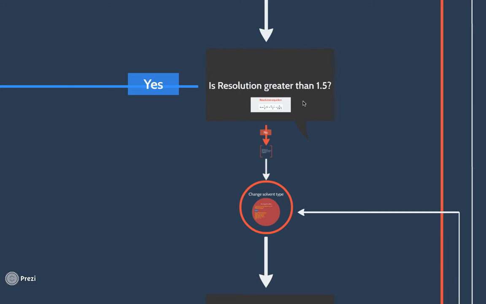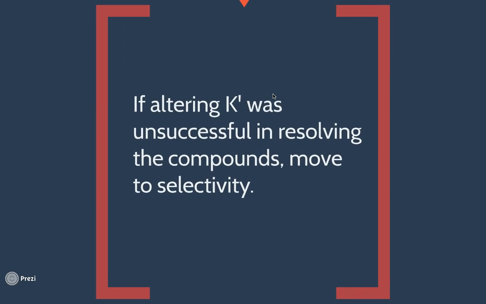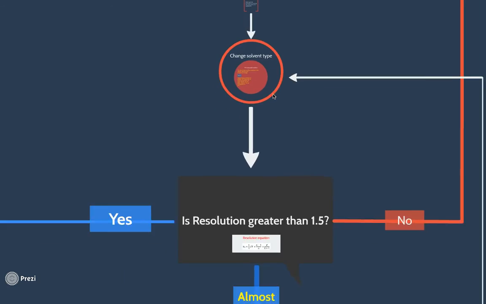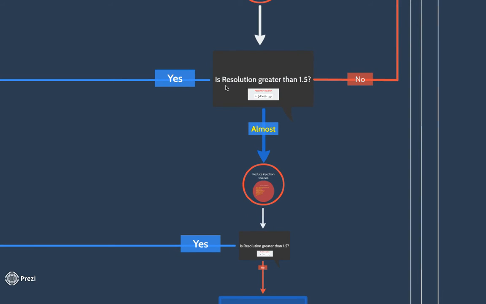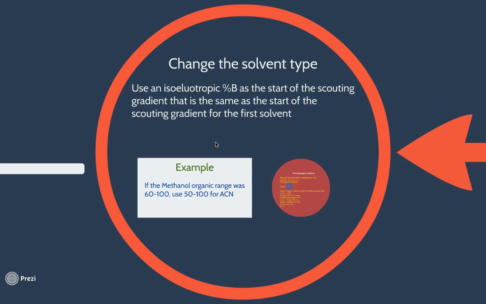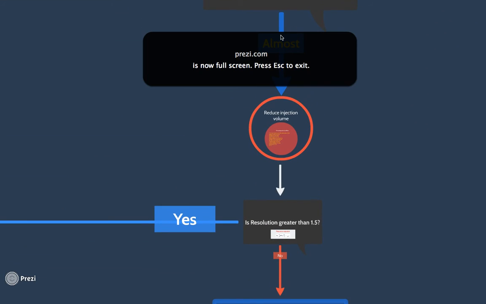We check if our resolution is greater than 1.5. If it is, we've achieved the goal. If not, then we can no longer influence k. So like in isocratic, we then move to selectivity. We change the solvent type. If we haven't achieved our goal, then we might need to change the solvent type again, go back to the start, try a scouting gradient.